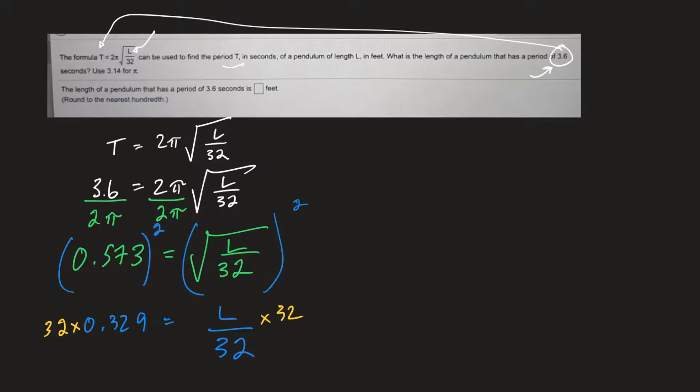So that gives me a length of 10.5156 something, and they say round to the nearest hundredth. So my length would be 10.52. All right, hopefully that helps you with that one.